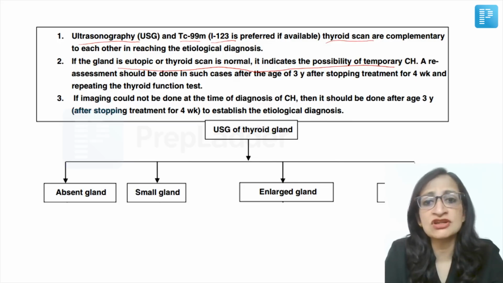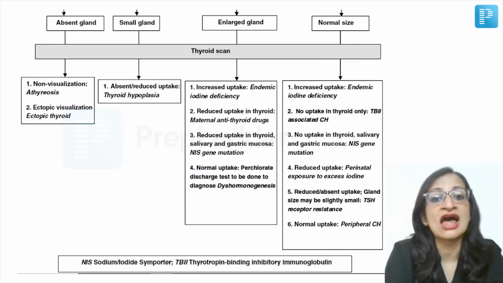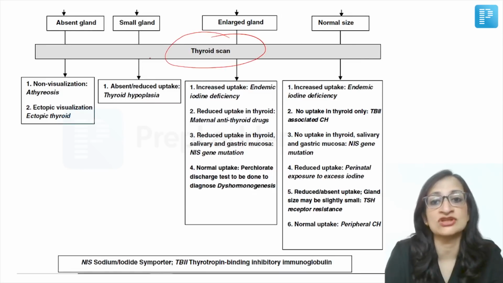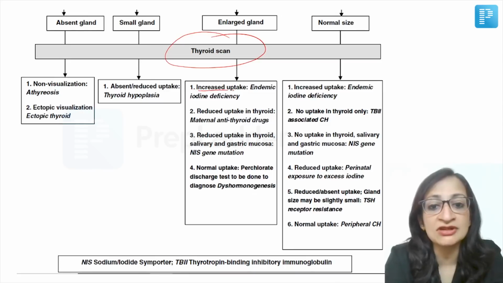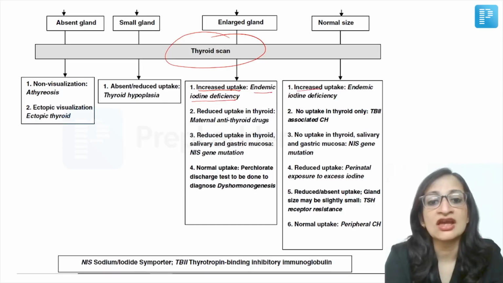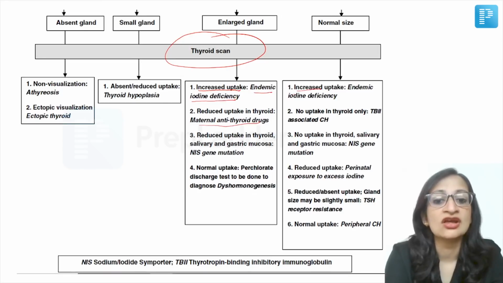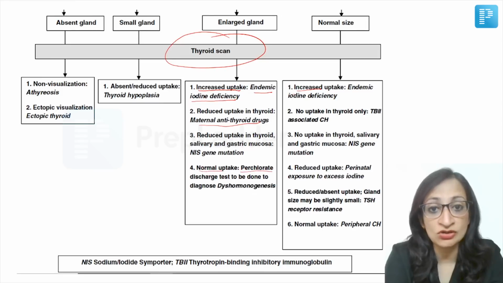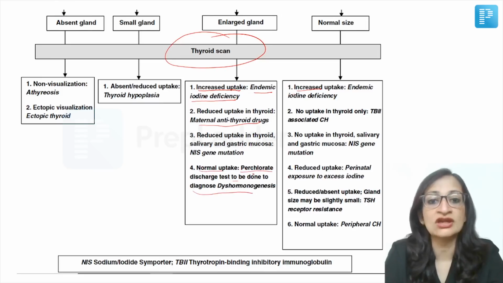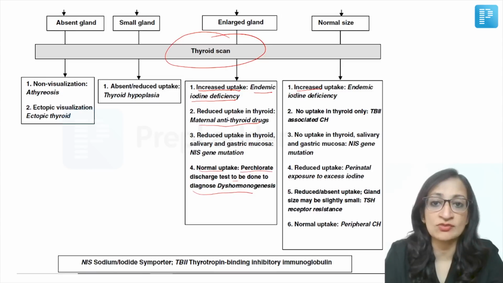Now, first we do the ultrasound of the thyroid gland. Here we have already done that. We've seen that there is a eutopic thyroid, and then we do the thyroid scans, preferably using radio-labeled iodine. If not available, then technetium. If there is increased uptake, then we get evidence of endemic iodine deficiency. Okay. If there is reduced uptake, maternal antithyroid drugs is a possibility. Okay. If normal uptake, then we need to do a perchlorate discharge test to diagnose dyshormonogenesis. Okay. So the thyroid scan is very important to come to the etiological diagnosis and is the best answer here.